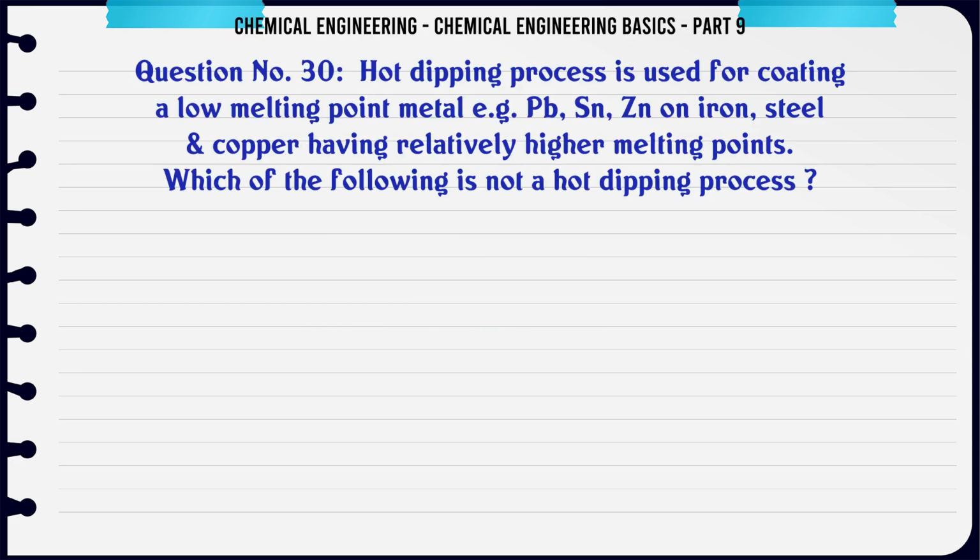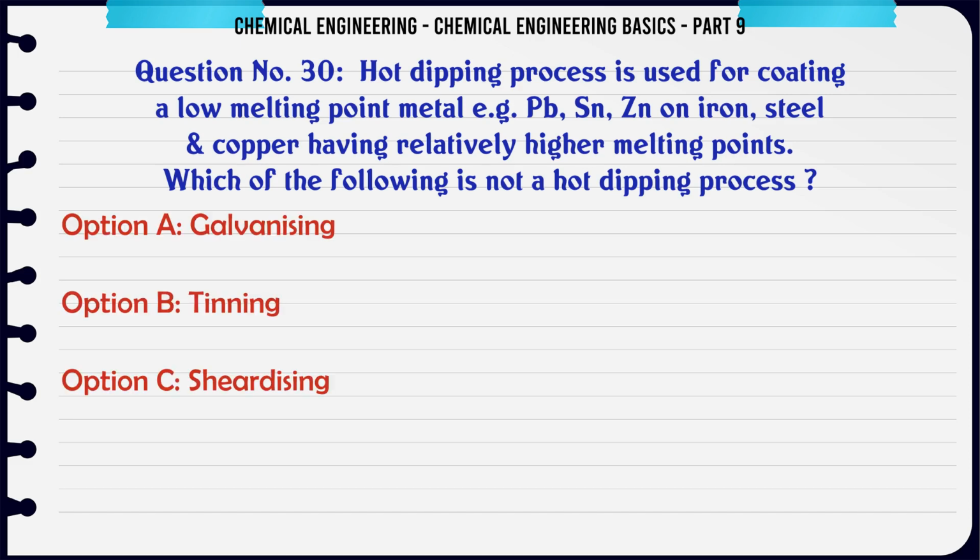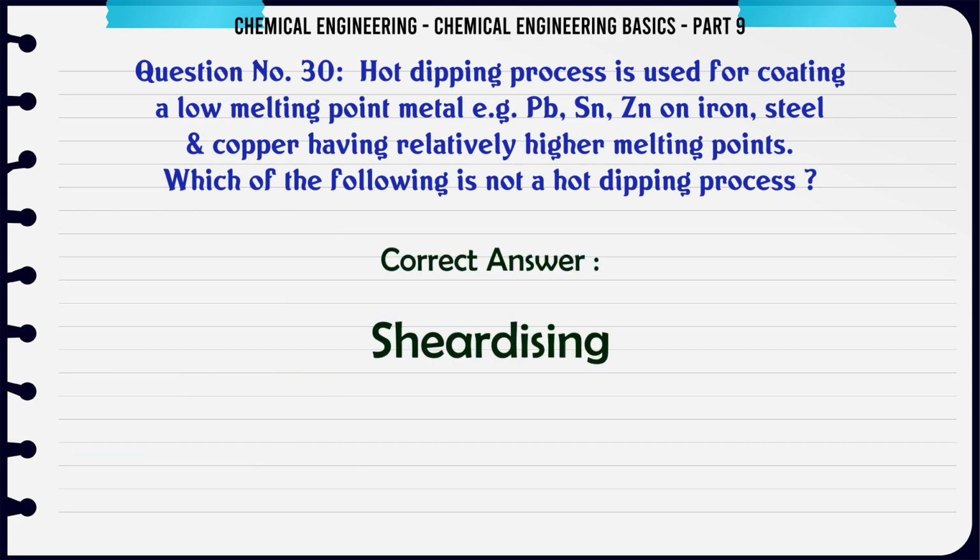Hot dipping process is used for coating a low melting point metal, e.g. Pb and Zn, on iron, steel, copper having relatively higher melting points. Which of the following is not a hot dipping process? A. Galvanizing, B. Tinning, C. Sherardizing, D. None of these. The correct answer is sherardizing.